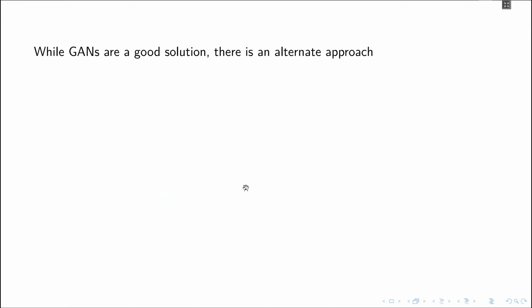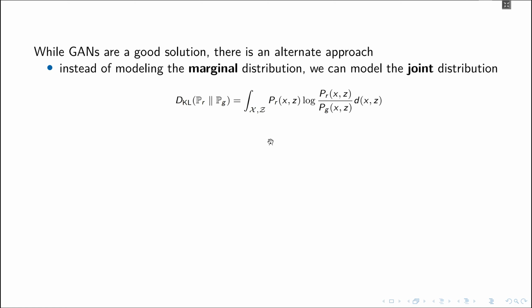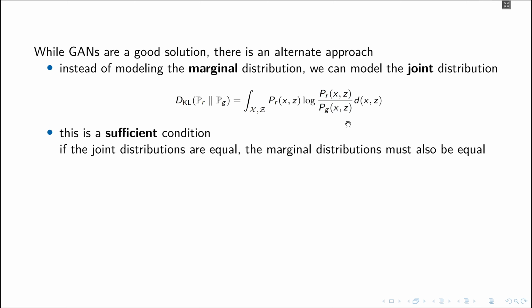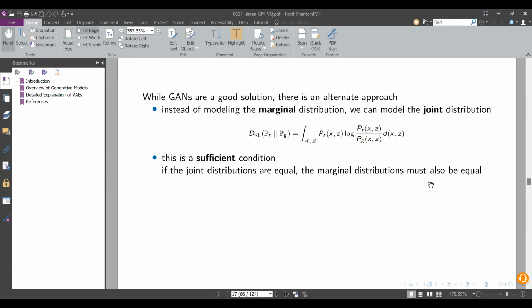GAN is a good solution, but there is an alternate approach: we do not model the marginal distribution, we can model the joint distribution. We can introduce an extra variable called Z. Why does it make sense? This is because this is a sufficient condition. If the joint distributions are equal, then the distributions must be equal, right?